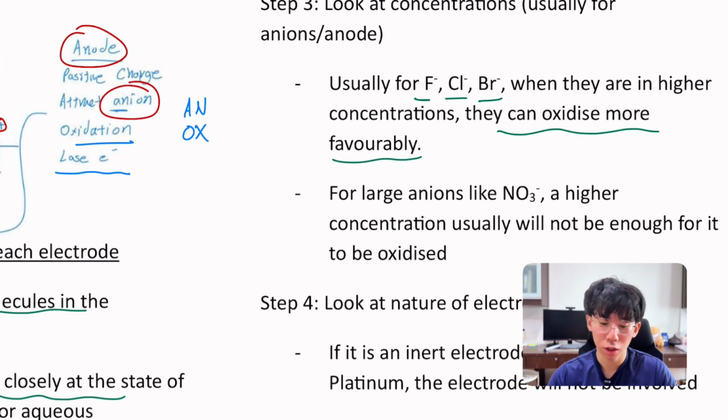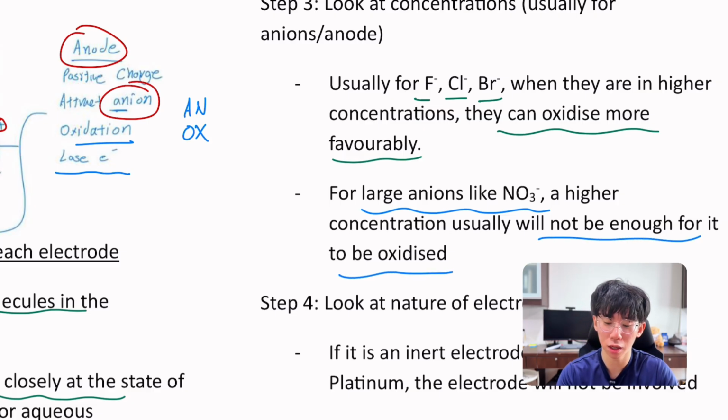As a rule of thumb, your large anions or your complex anions, like your nitrate ions or your carbonate ions, at a higher concentration is not enough for them to be oxidized.